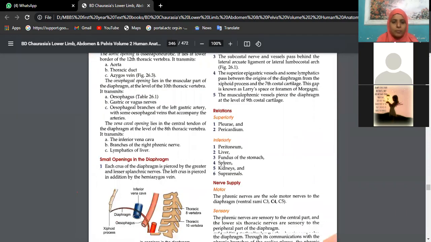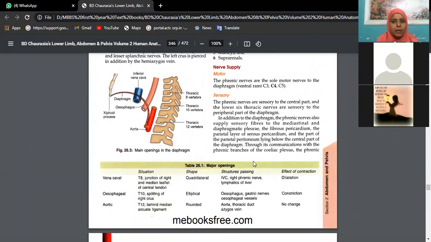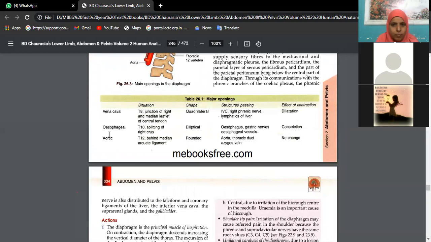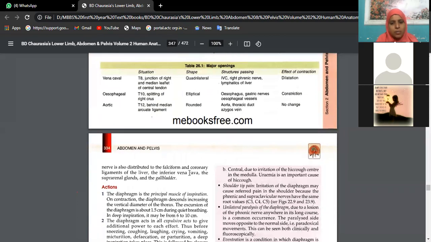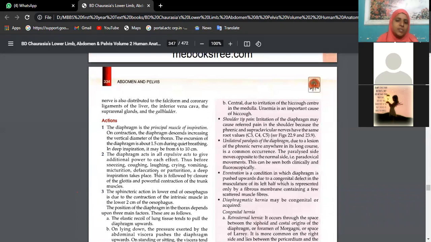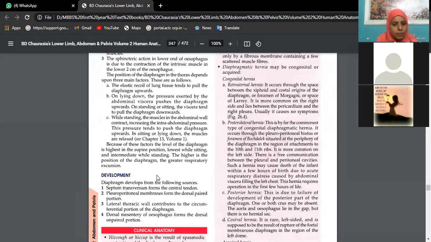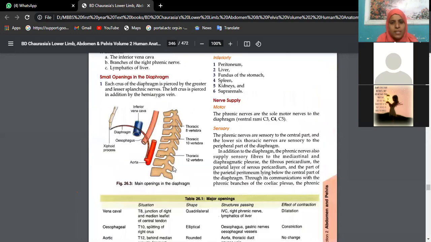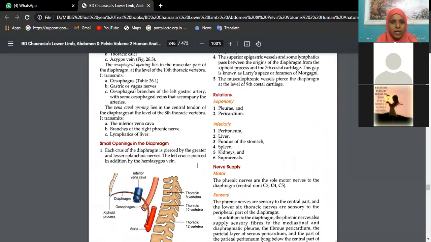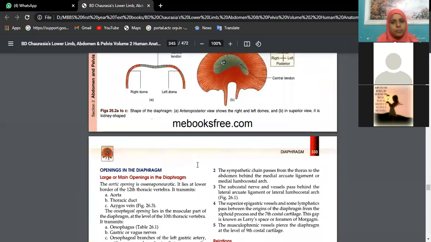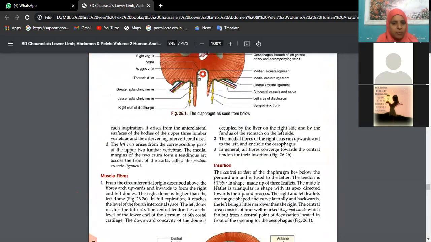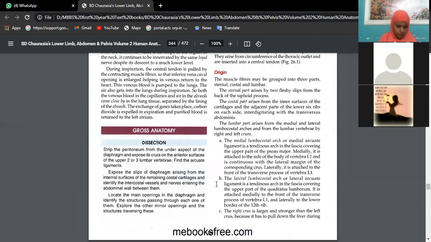Okay, nerve supply comes from the phrenic nerve, you write. Here the major opening table is also given. Action, it has so many actions. It is the chief muscle of inspiration, and for expulsive acts, isn't it? For micturition, defecation, vomiting, laughing, whatnot. So many functions it has, isn't it? So blood supply, we have phrenic arteries. Superior and inferior phrenic arteries you can write. Okay, beta? So that is all about the thoracoabdominal diaphragm.